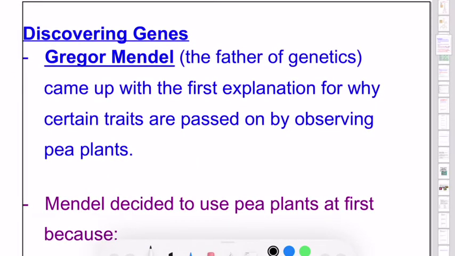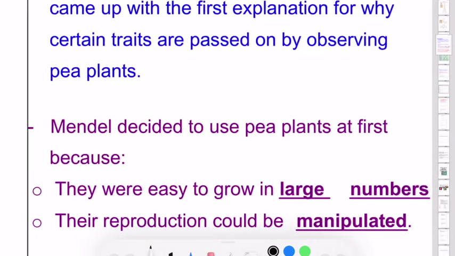So discovering genes, well, genes were not always known. The guy who figured out genes, or that thing that we pass on from one generation to the next, was Gregor Mendel. So he came up with the first explanation for why certain traits are passed on by observing pea plants. So he figured all of this out about genes looking at pea plants.